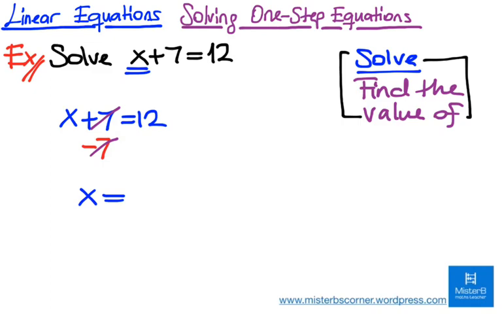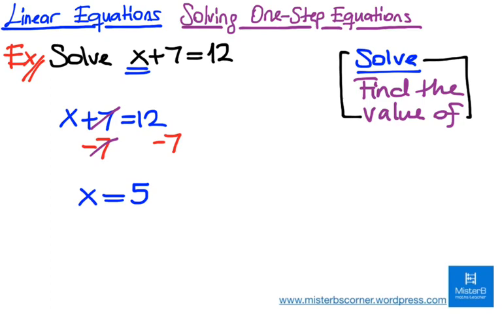be isolated or alone. Now, just because this is an equation, whatever I do on the left-hand side, I have to do the same on the right-hand side, so I have to take away 7 on the right-hand side. So this will give me 12 minus 7, which is 5. So that is how I solve a one-step equation like this.